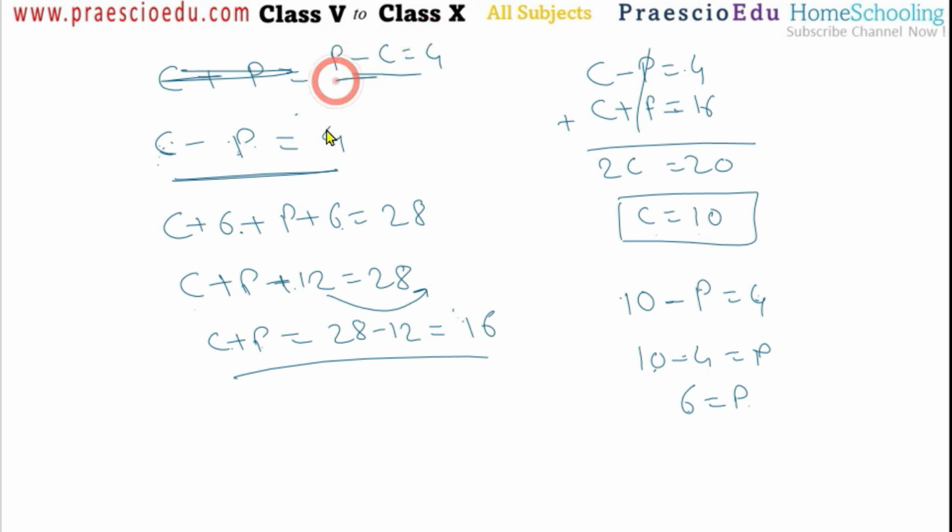In the same conditions, here the 6 is the value of C, which means Chintu's age. And Pinky's age will be 10 years, because of the interchanging. So we can say Pinky's age is 6 or 10, which means from both, 6 or 10. So 6 or 10 is in option number 4.